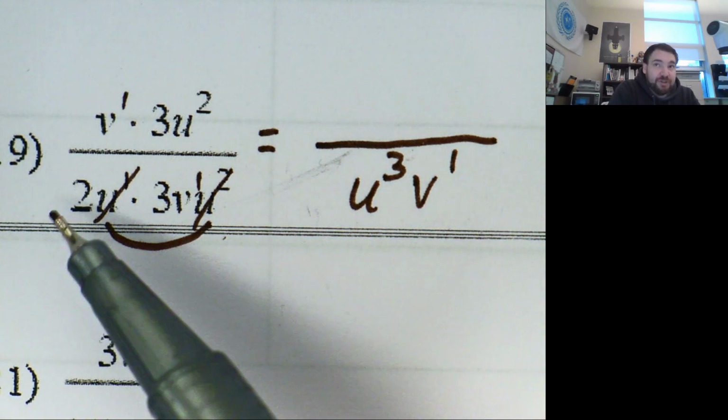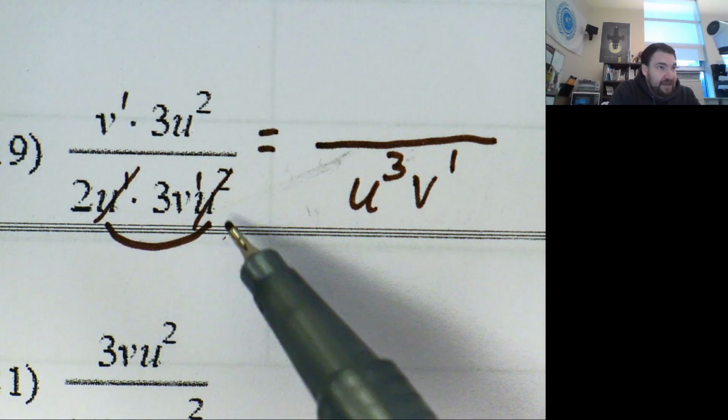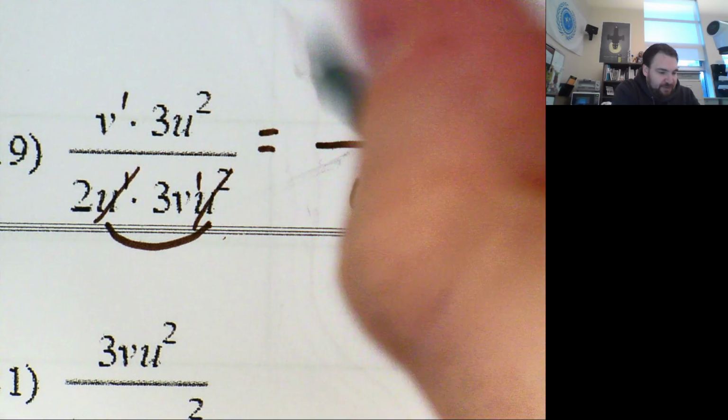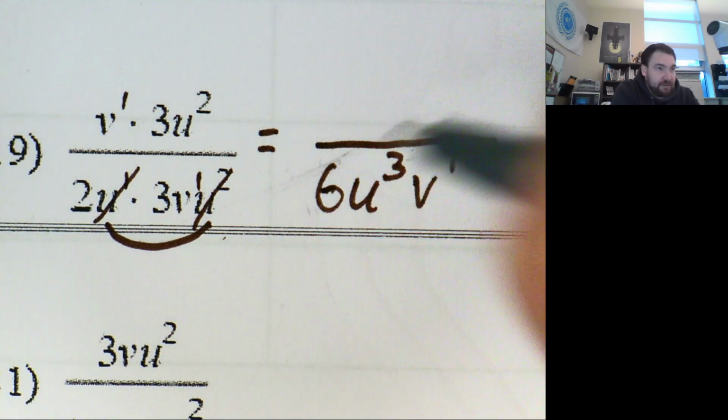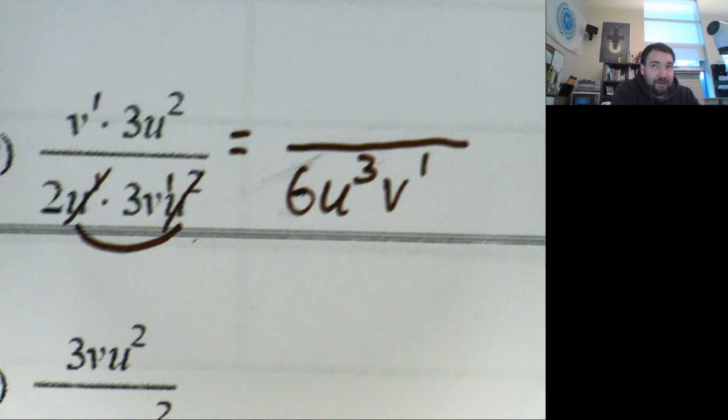The other thing, you said you want to do the 2's and the 3's. So when you've got letters and numbers, we want to multiply those numbers together, and it's going to give us 6. On the bottom row I got 6, U cubed, V to the 1. Well, we're not done yet. We've got a little ways to go.